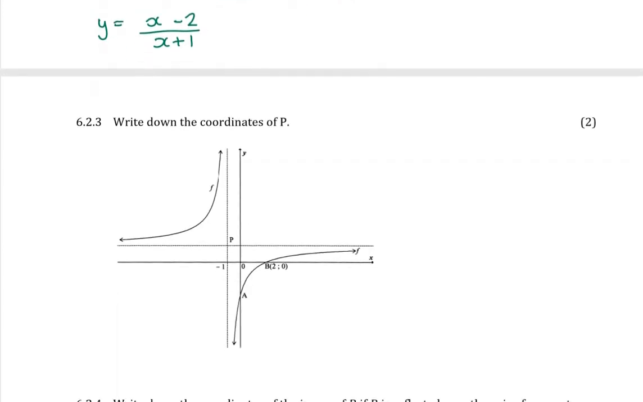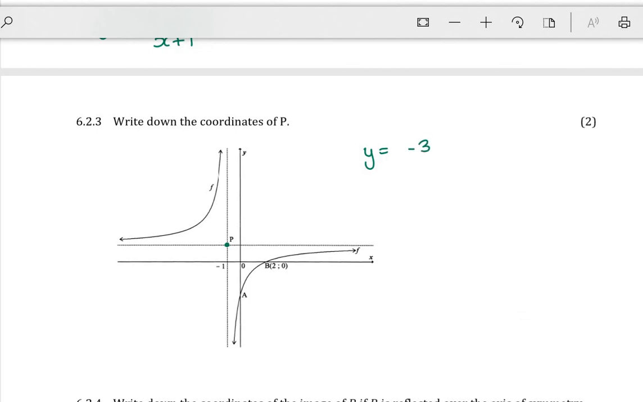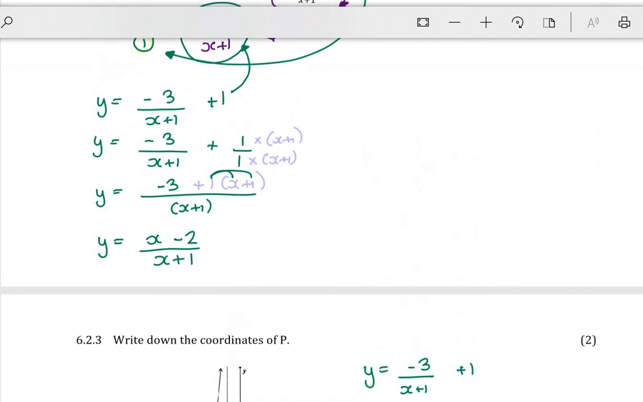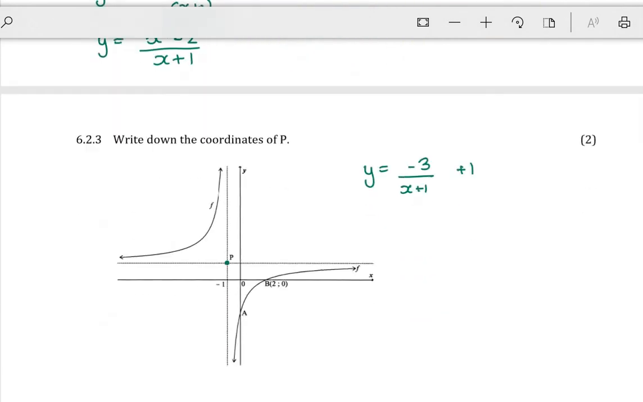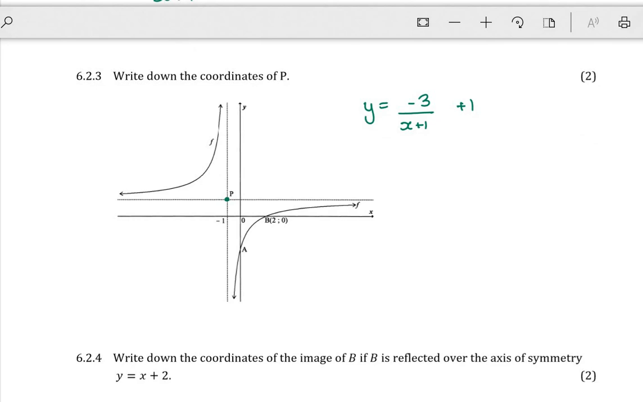Because the next question says find the coordinates of p. Now this should be a really easy question for us now, because now I know that this graph is y is equal to -3 over x plus 1, plus 1. They told me that. So even if I didn't know that, it was given to me. So now I can find the values of p. I know that that asymptote is at y is 1, and so p is the point (-1, 1).